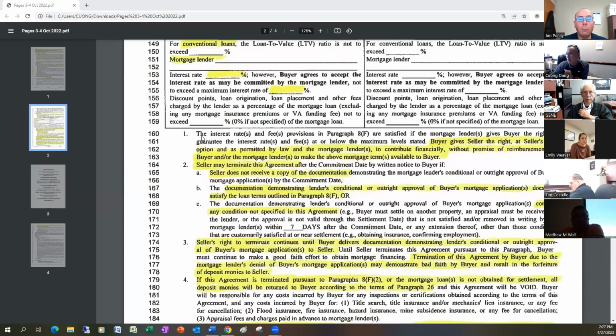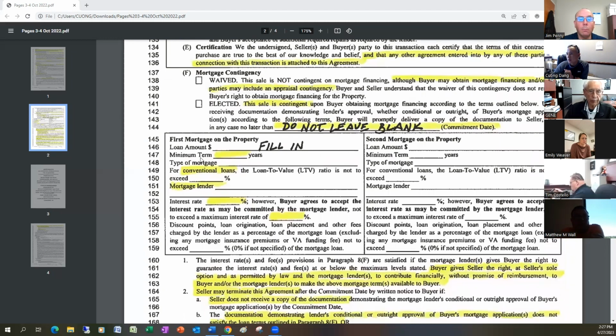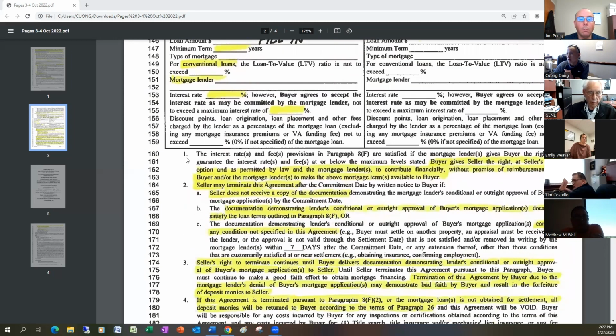Moving on to paragraph F, subparagraph 1 of F. The interest rates and fees provision in paragraph 8F are satisfied if the mortgage lender gives the buyer the right to guarantee the interest rate and fees at or below the maximum level stated, okay, within the range. Buyer gives seller the right, at seller's sole option and as permitted by law and the mortgage lenders, to contribute financially without promise of reimbursement to buyer and/or mortgage lender to make the above mortgage terms available to buyer.